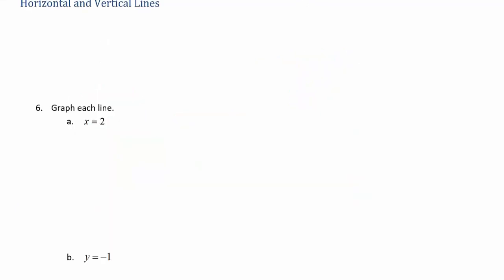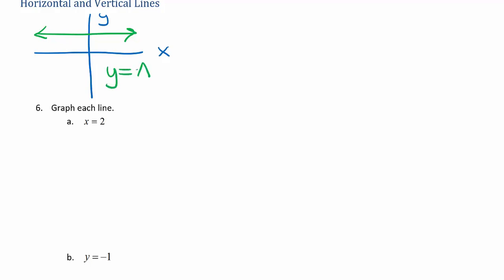The last thing I want to do in this lesson is define some special cases, and that would be horizontal and vertical lines. So visually, this is what a horizontal line would look like. It's parallel to the x-axis. The equation of a horizontal line is always of the form y equals some number. Because when you have a horizontal line, the y values are constant and the x values can be anything.